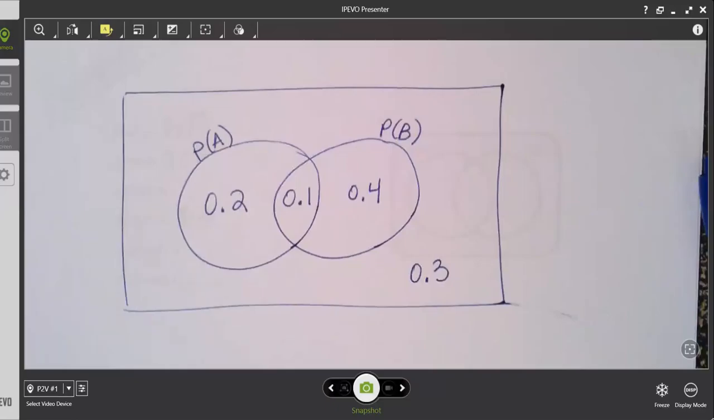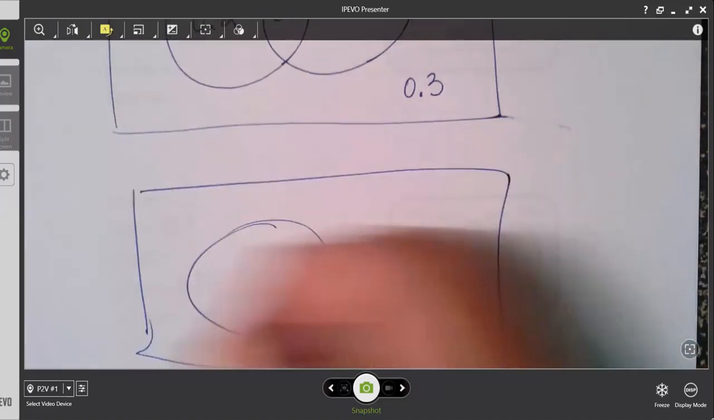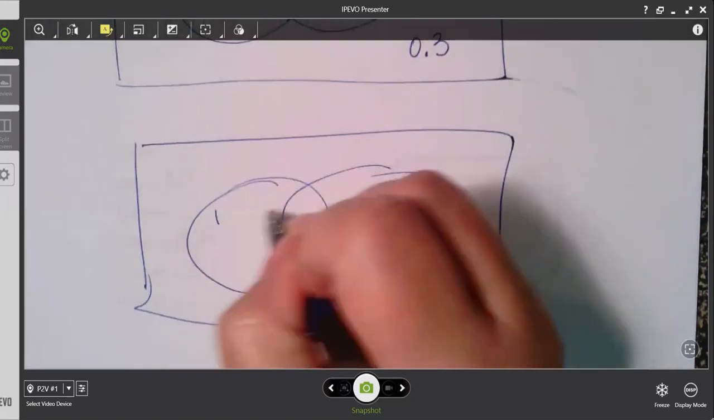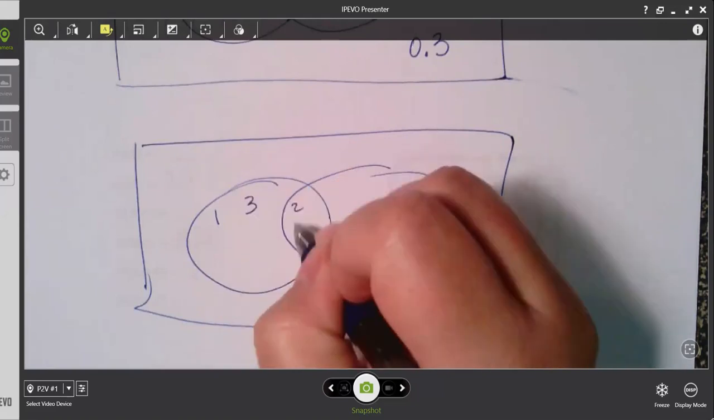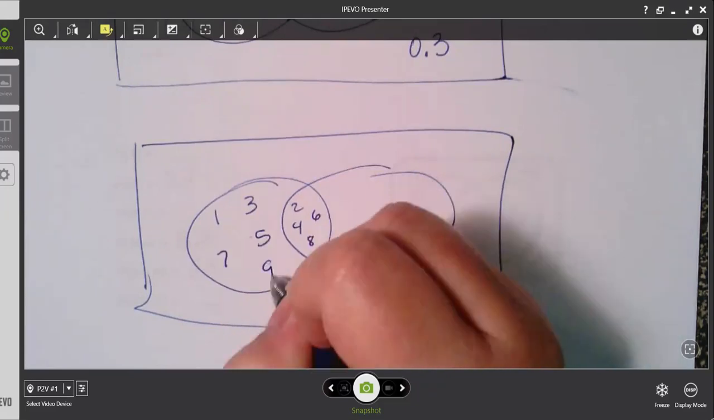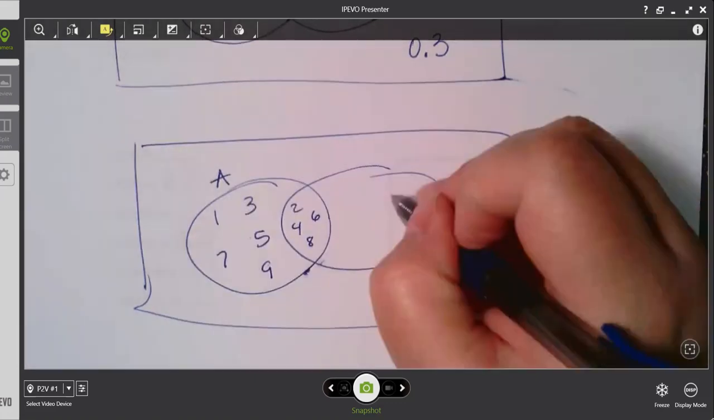Hello, geometers. We are back looking at Venn diagrams that are probability Venn diagrams that show probabilities instead of showing set members. And that's a big difference. Sometimes the Venn diagrams look something like this, where you've got your set A, set B, and maybe set A is the numbers 1 through 10. And set B is, or let's say set A is single digit numbers here, and set B is even numbers up to 20.